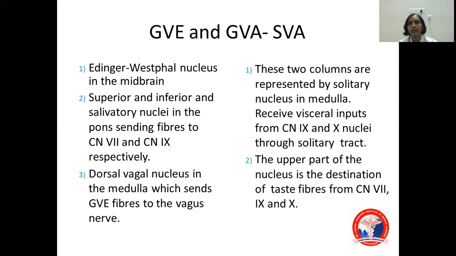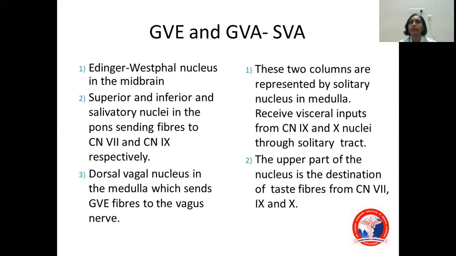The dorsal vagal nucleus in the medulla gives parasympathetic fibers to the vagus nerve, which innervates the visceral structures in the neck, thoracic region, and abdomen, including the structures arising from foregut and midgut.